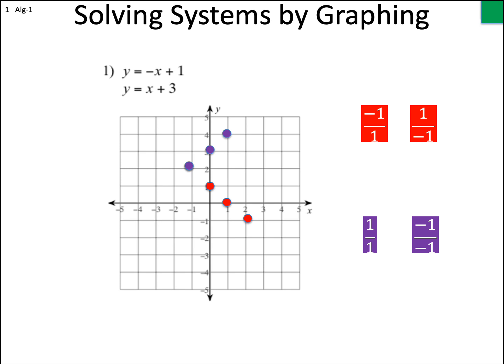Notice I'm not going to play connect the dots because I'm just looking, the solution is the intersection, and I did do it by graphing. So the final answer is -1, comma 2. -1, comma 2. Make sense?